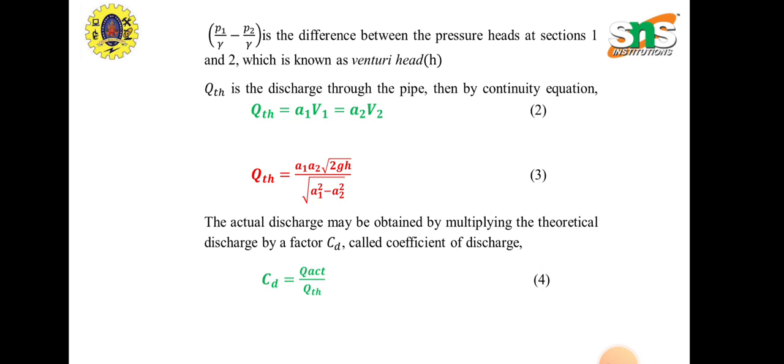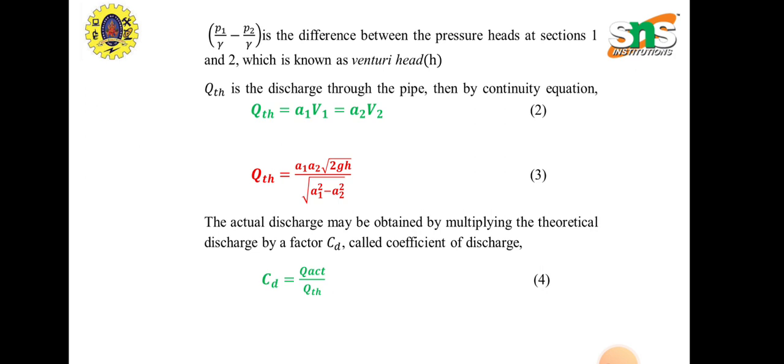Then Q theoretical is the discharge through the pipe. That can be written by using the continuity equation. Q is equal to A1 V1 is equal to A2 V2 at section 2. So from that, we can write Q theoretical is equal to A1 A2 root 2gh by root of A1 square minus A2 square.